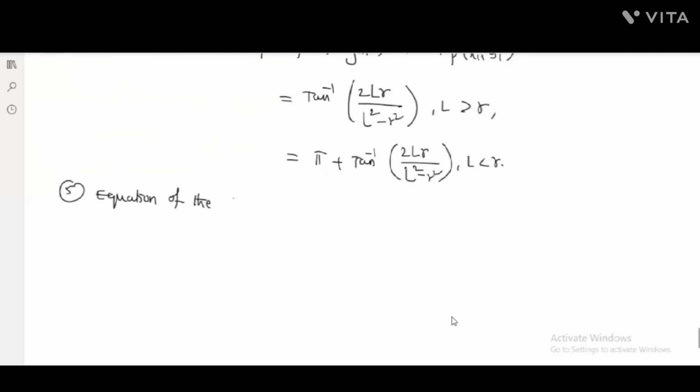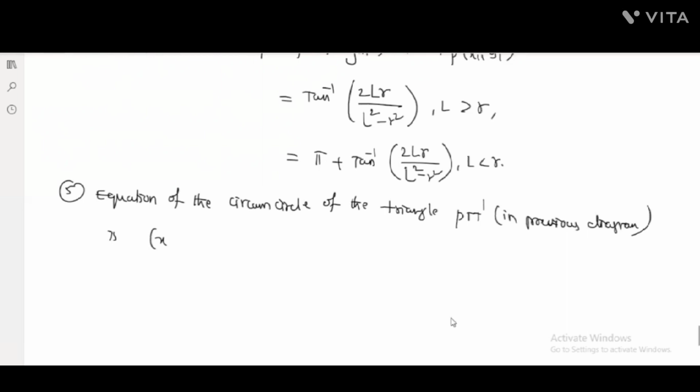Equation of the circumcircle of the triangle PTT dash in the previous diagram is (x minus x1)(x plus g) plus (y minus y1)(y plus f) equals 0.